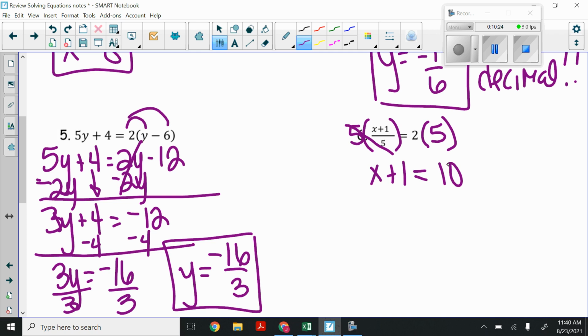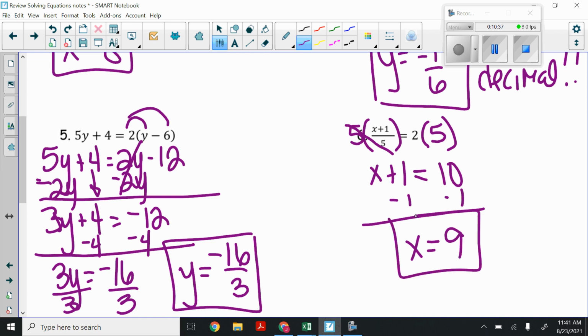And now look, we have created a nice and easy one-step equation at this point. So now I just need to get rid of this plus 1, so I'm going to subtract 1 from both sides, and I get x equals 9. There's our answer.